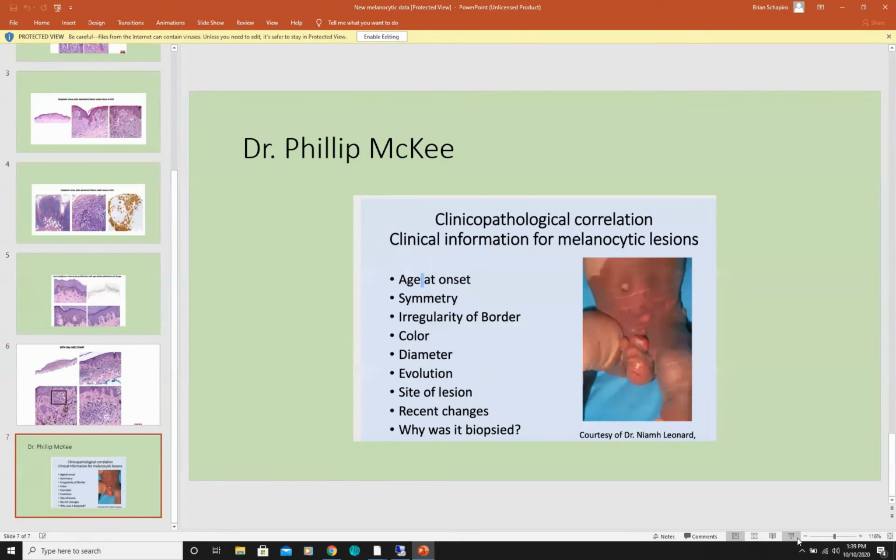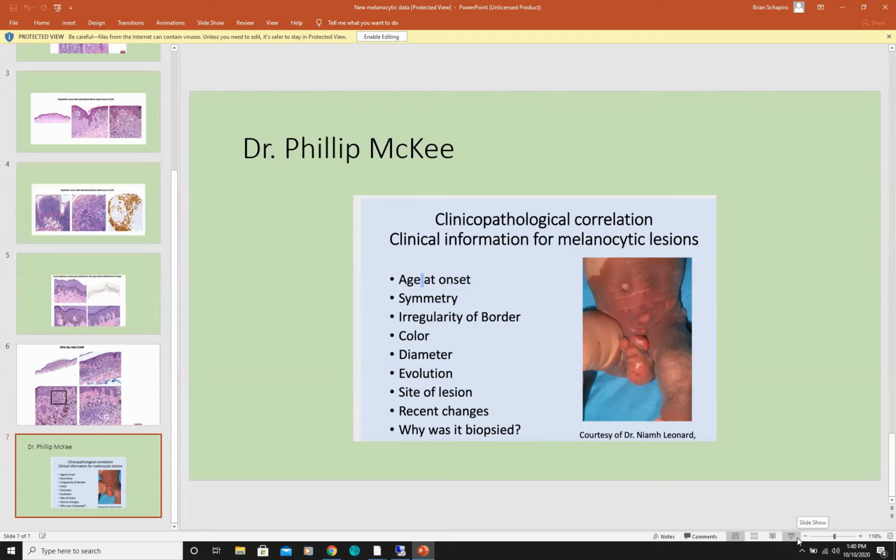And he said, for every melanocytic lesion, he thinks it should be required to have the age, symmetry, irregular border, color, diameter, evolution, site of the lesion, recent changes, and why was it biopsied, and the diameter as well. And in real life, in outpatient derm path, we often just get the clinical of rule out melanoma.